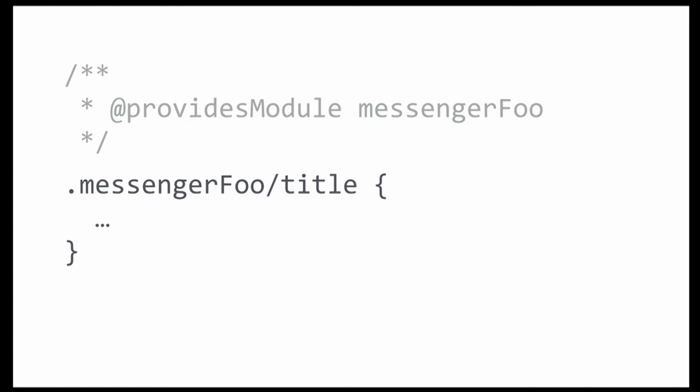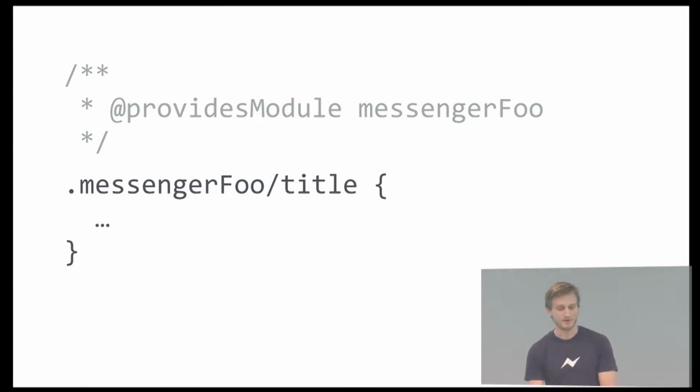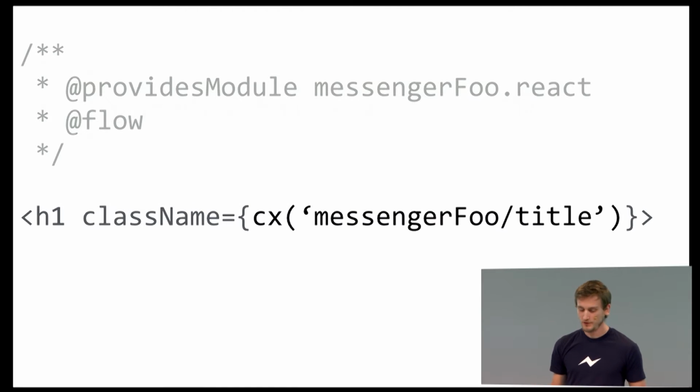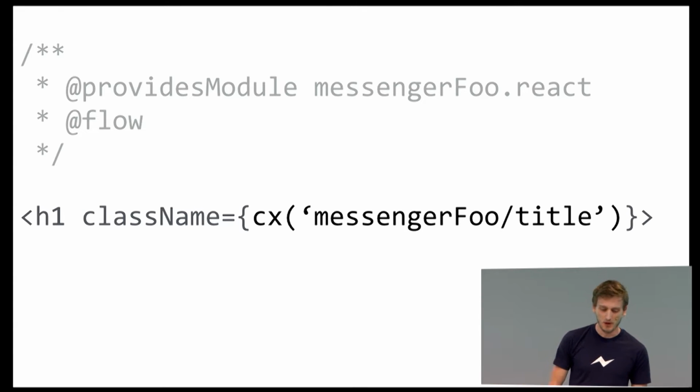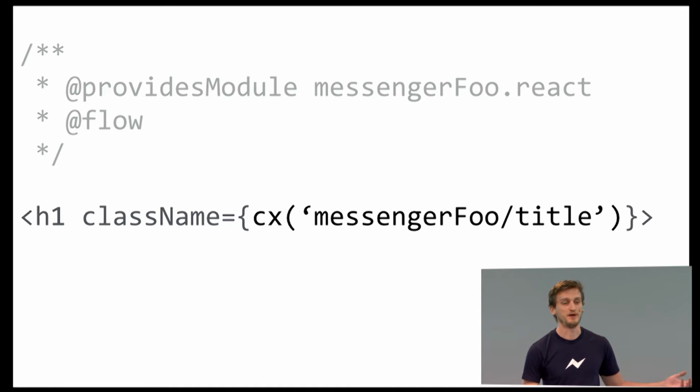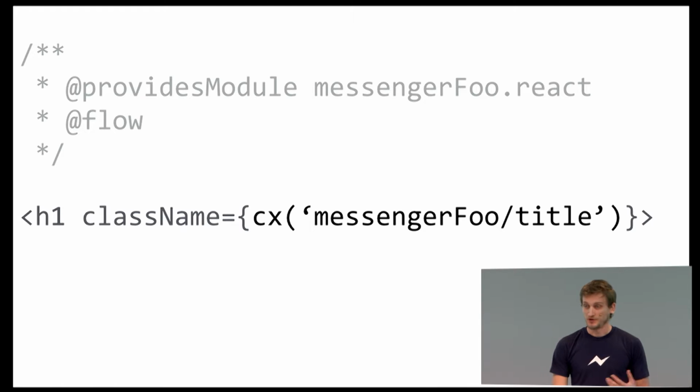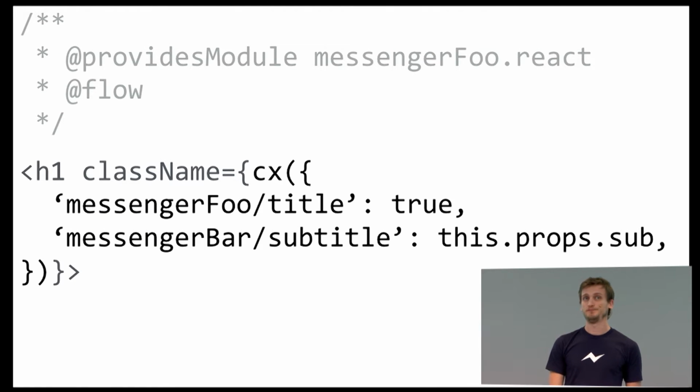Anyway, this is all you need to actually make a module. All the other stuff is cruft for now. And this is how you use it. The doc block is almost the same. This provides a React module, and you're free to use it. We like Flow. Please use Flow type. A simple H1. This is how you actually use the class name we just created. You can do more fancy stuff.